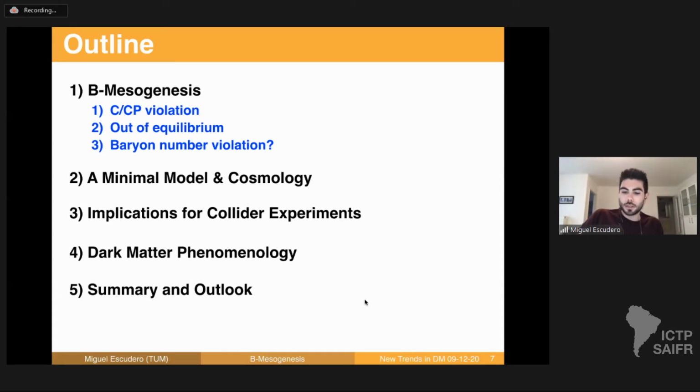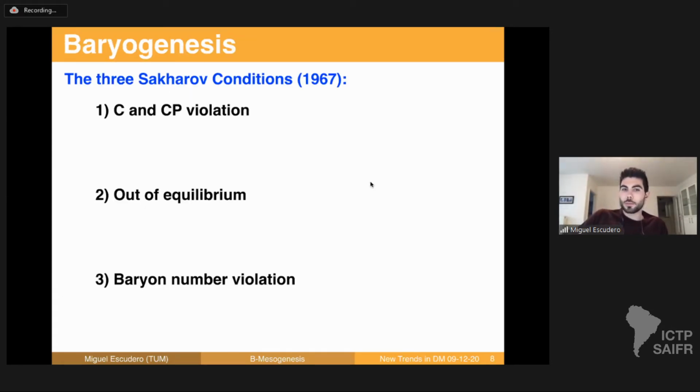Already in 1967, Sakharov outlined the three necessary conditions in order to generate the universe we observe, namely a universe with matter and not antimatter. For that, we need to violate C and CP. The reason is simple: we need to produce more particles than antiparticles, and for that, we need to violate both C and CP. In addition, we need to be out of thermal equilibrium, because in thermal equilibrium, the rate of producing particles and antiparticles is the very same one, regardless of whether C and CP are violated. So we need to be out of thermal equilibrium so that the rate of producing particles is larger than the rate of producing antiparticles. And finally, if the asymmetry we want to generate is of particles against antiparticles, and these particles have a baryon number, baryon number needs to be violated.